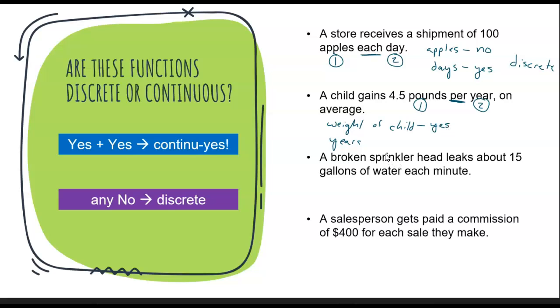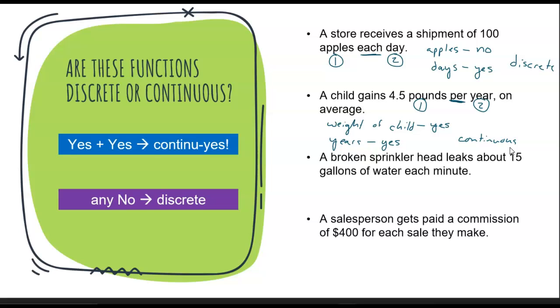How about years? Can you have half a year? Can you have a quarter of a year? Yeah, well, we already talked about time. Time is infinitely divisible. Years, days, it doesn't matter. These are always infinitely divisible. So we have yes and yes. Both of these are divisible. Two yeses means continuous. Continuous for this one.